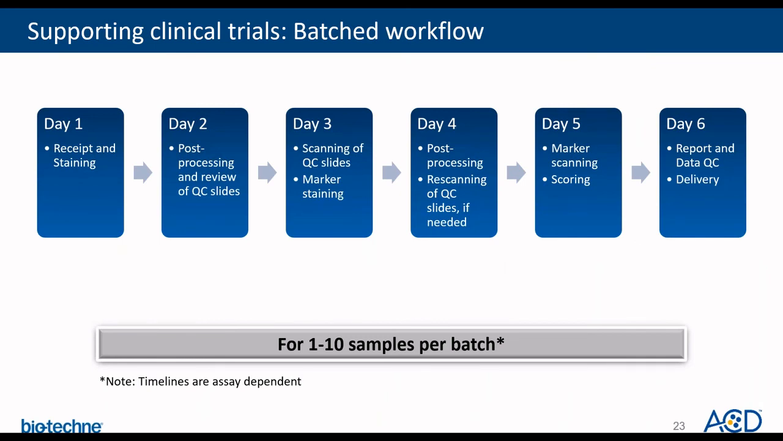This slide demonstrates an example of a batch workflow. For 1 to 10 samples per batch, and depending on the assay, on day 1 we would receive the samples and begin QC staining. Day 2 would include post-processing and review of the QC slides. Day 3 would include marker staining, and day 4 post-processing and slide scanning. On day 5 there would be slide scanning, scoring, and analysis, and day 6 would include reporting data, QC and project delivery.